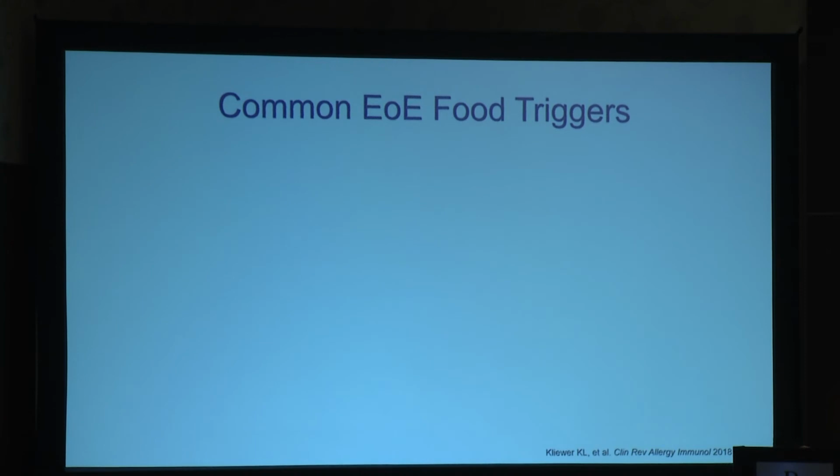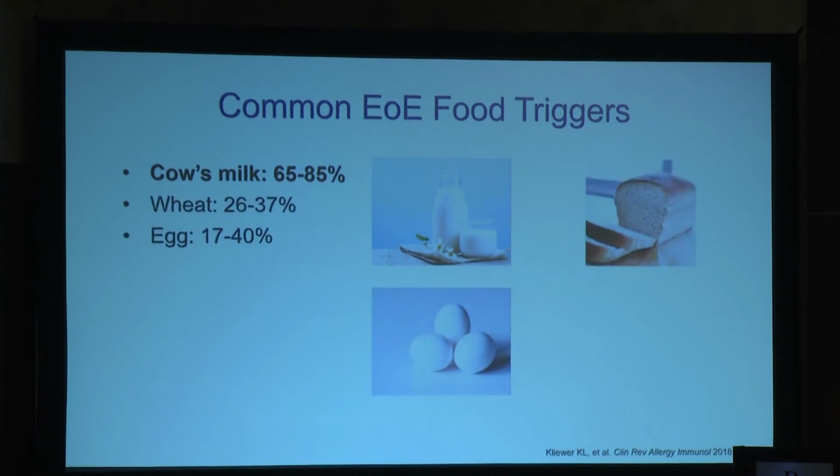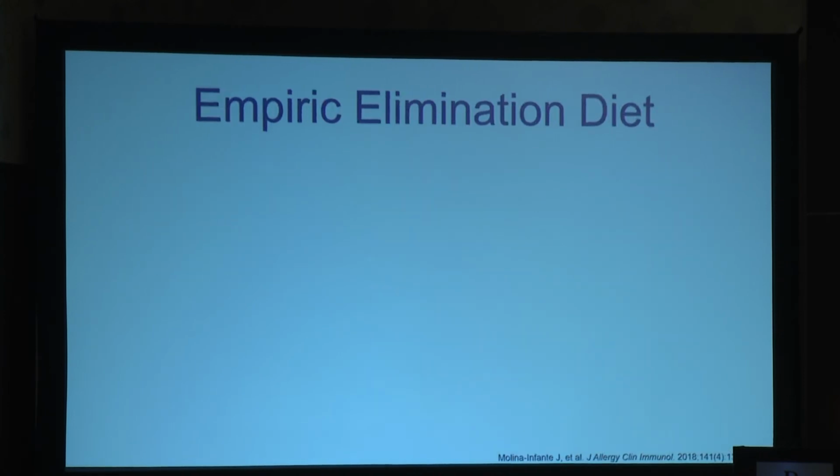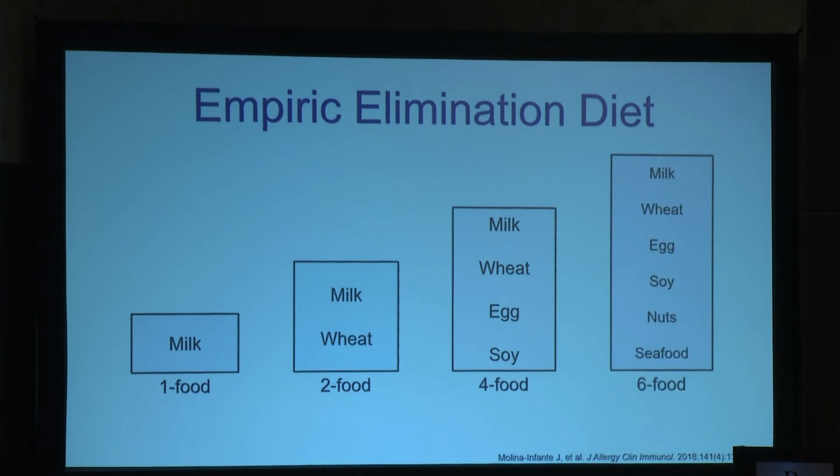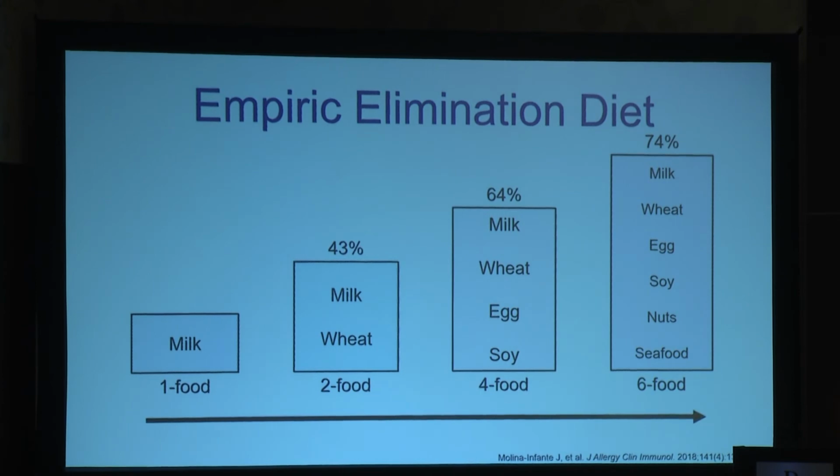So really what we do is this food elimination diet, because we know the common food triggers for EOE are milk, wheat, egg, and soy. And so we do this empirical elimination diet. And there's different ways to do it. You can take out one food at a time, 2 foods, 4 foods, or 6 foods. The efficacy increases with the more foods that you take out. You can use a step-up approach, or you can use a step-down approach. It really just depends on your patient. You need to pick the plan and really stick to that plan. So as long as you're organized, you can do either one.